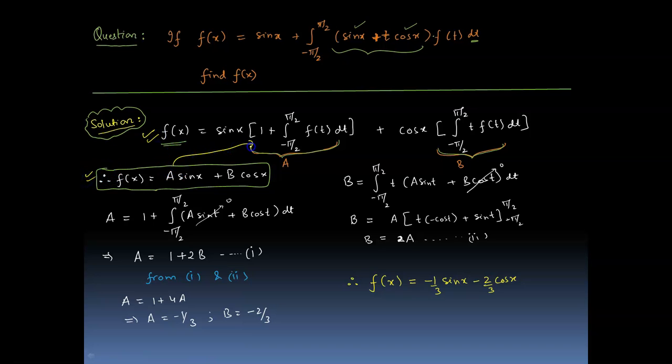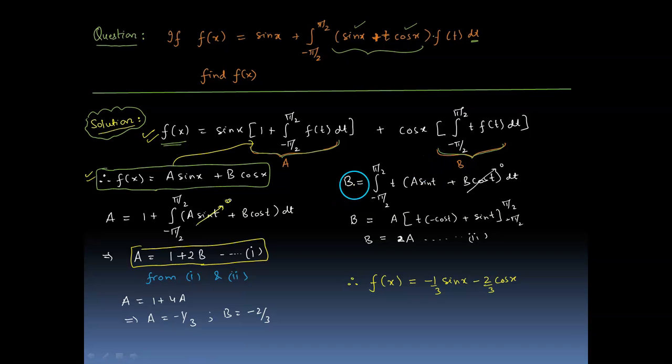Say what is a. So a is nothing but this. So a is equal to 1 plus integral minus pi by 2 to pi by 2. But now we know the definition of f(t), that is f(t) will be a sin t plus b cos t. So now if we integrate, because of symmetric limits, sin t is an odd function, therefore it will go towards 0, and integral of cos is sin, so sin pi by 2 minus sin of minus pi by 2, so it becomes equal to 2. So we have got the first equation stating relation between a and b. So a is equal to 1 plus 2b.